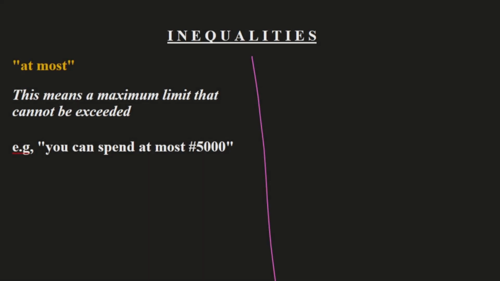Next, at most means a maximum limit that cannot be exceeded. For example, you can spend at most 5,000 naira. This means you can spend 5,000 naira or anything less. It can be written as x is less than or equal to 5,000.